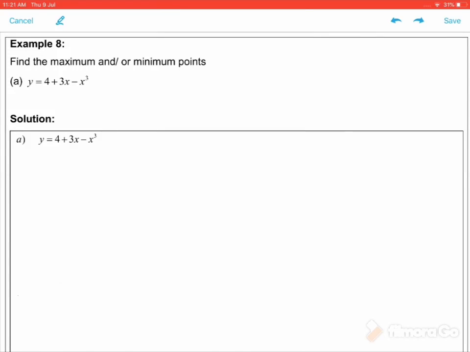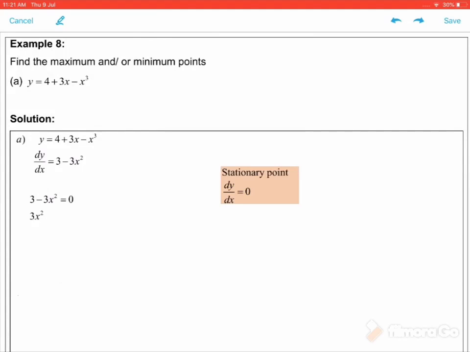This is the function given, and to find the stationary point, we know that we have to differentiate it. After we differentiate the function, we will get 3 minus 3x squared. As we know, to get the stationary point, dy/dx must be equal to 0. So we will write our dy/dx, 3 minus 3x squared, is equal to 0. Okay, after that we try to simplify.